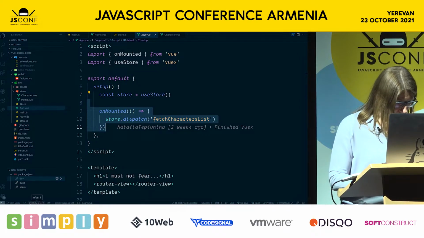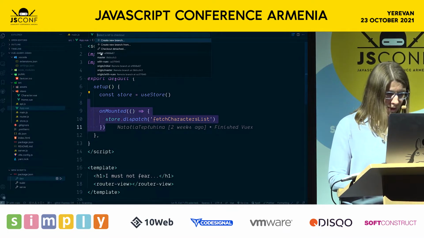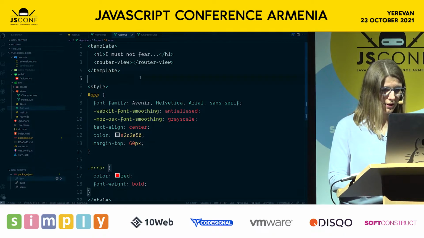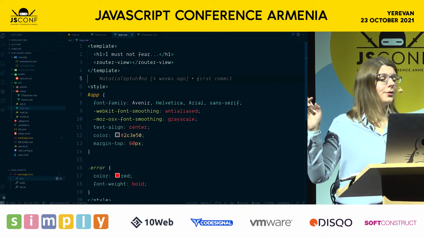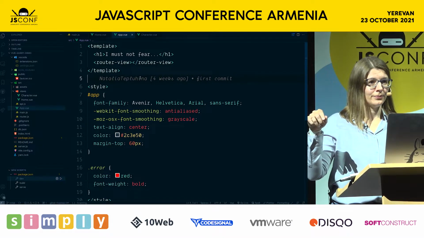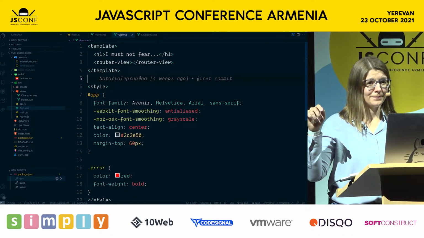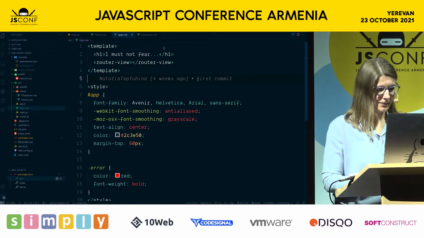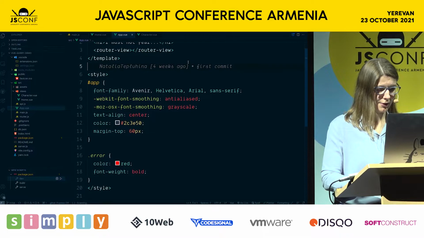I will go to my IDE and switch to my initial branch. Is the code visible for everyone, especially for the back rows? Fine? Okay, if it's not, just yell a bit, and I will try to change it to something bigger.